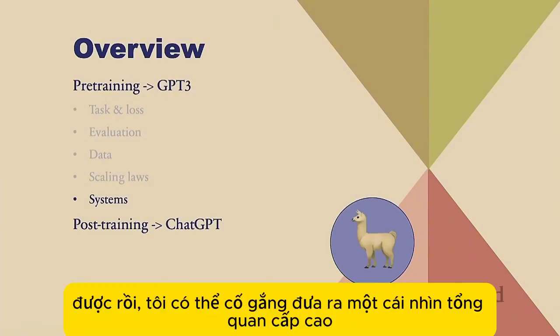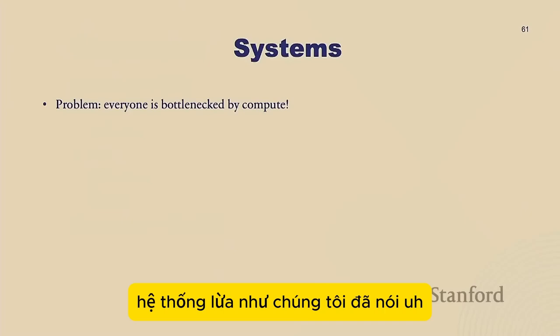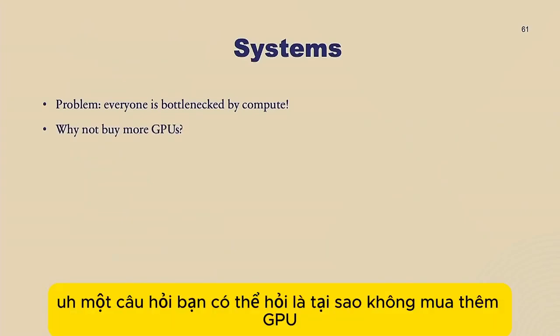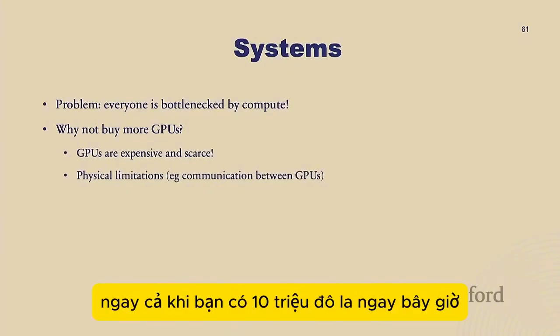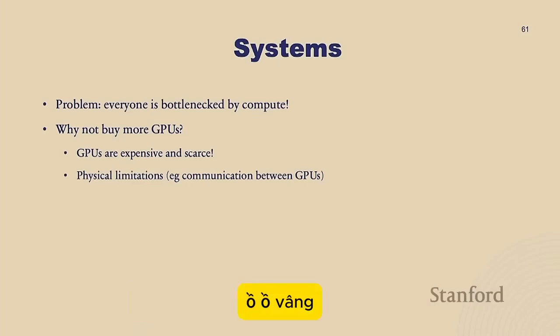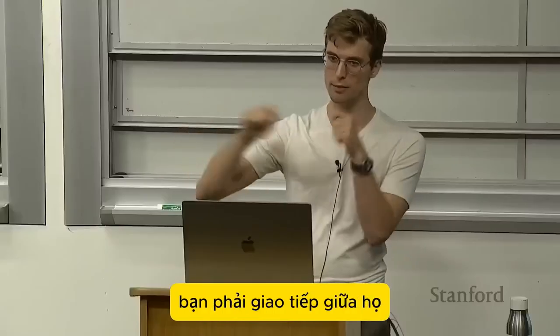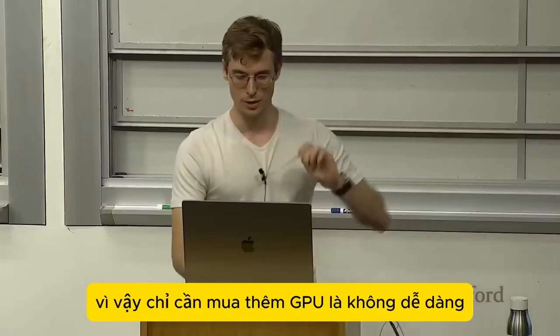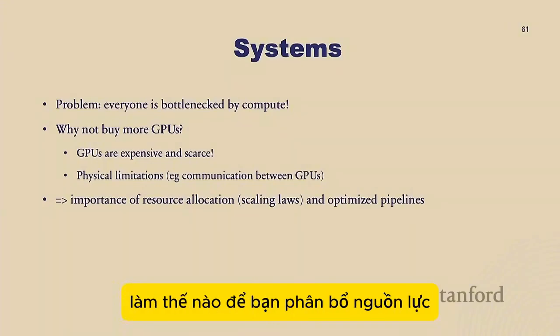Okay. I might try to give a high-level overview, at least of one of the systems tricks. Systems, as we said, for everyone, compute is the huge bottleneck. One question you might ask is, why not buy more GPUs? GPUs are expensive, but also scarce. Even if you have $10 million right now, you cannot buy the best GPUs. There are also some physical limitations. When you have multiple GPUs, you have to communicate between them, and that takes time. So just buying more GPUs is not that easy. It's really important to think about how you allocate resources and how you optimize your pipeline.